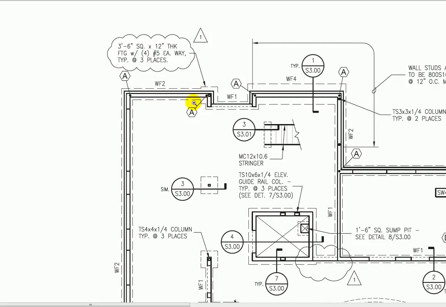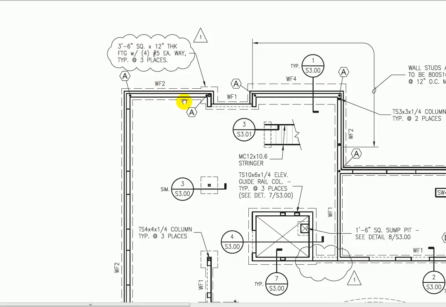You can see we have a square here, 3'6" square by 12" thick footing with 4 number 5 rebars each way, typical of 3 places. Okay, so the engineer is getting a little lazy here. He pointed to one and says there's 3 of them. So I gotta go look somewhere else in the drawing. Looks like it's probably there's one and maybe that's the other one. Okay, so I'm assuming that those are made up the same way. What else do I see here?